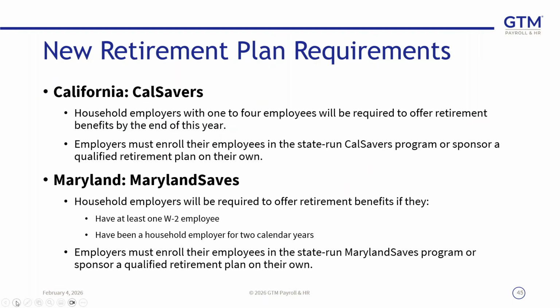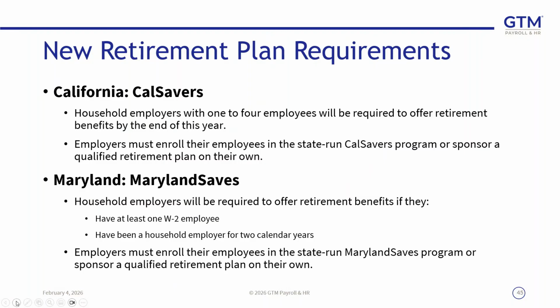Retirement plan requirements are also starting to take hold across the country. Most state laws likely won't apply to household employers because of the minimum number of employees that are required to qualify. However, California has now lowered the threshold for its retirement plan requirement to just one employee, down from five. So your clients in California must enroll in CalSavers or sponsor a qualified retirement plan on their own and report that to the state.